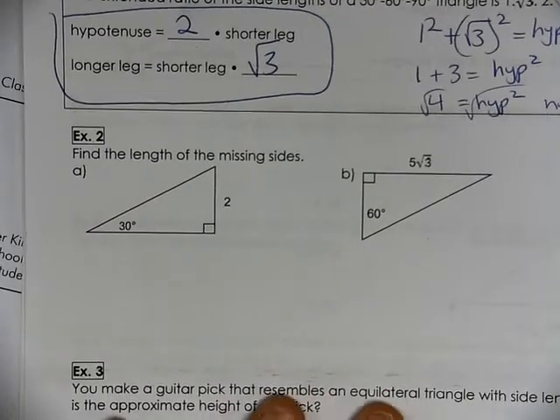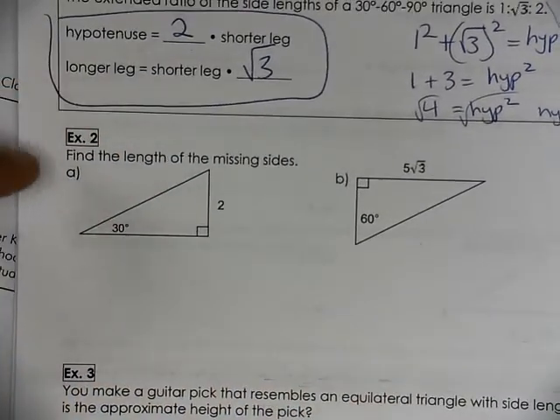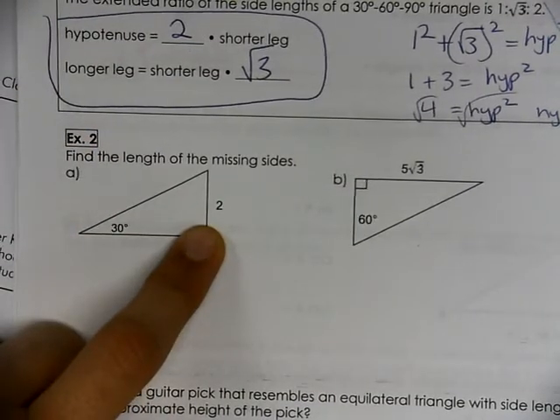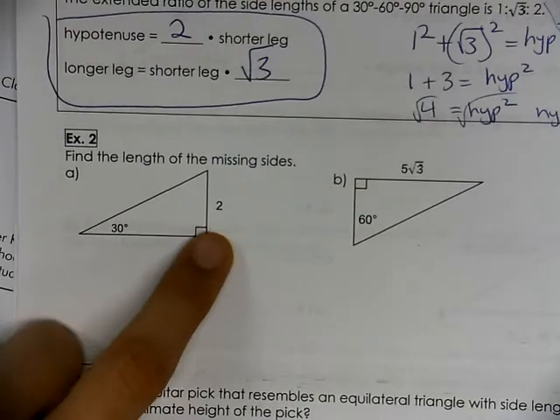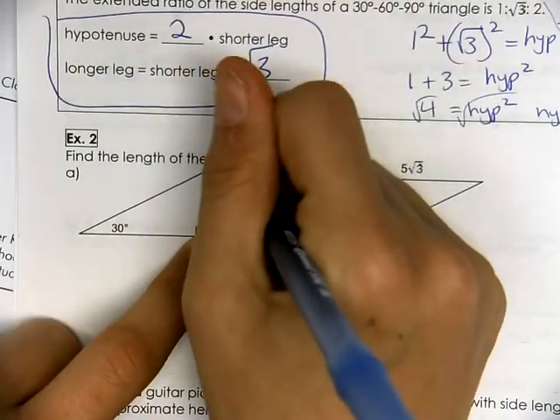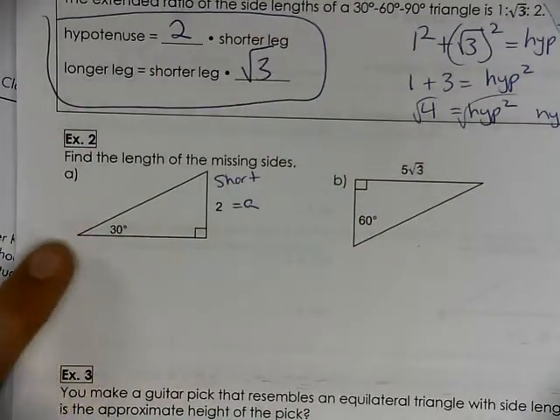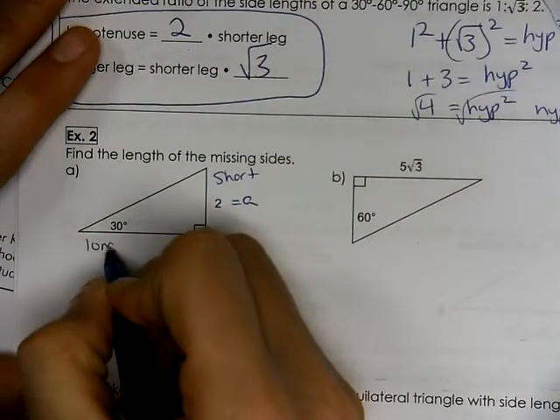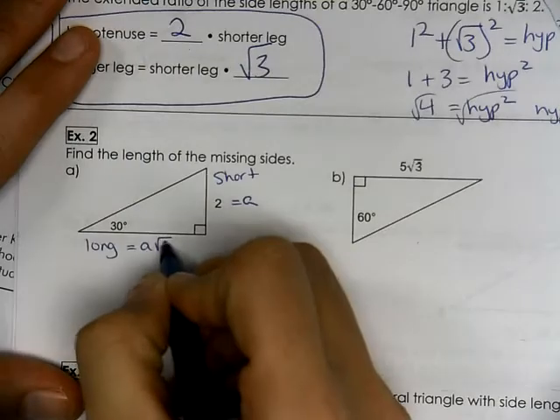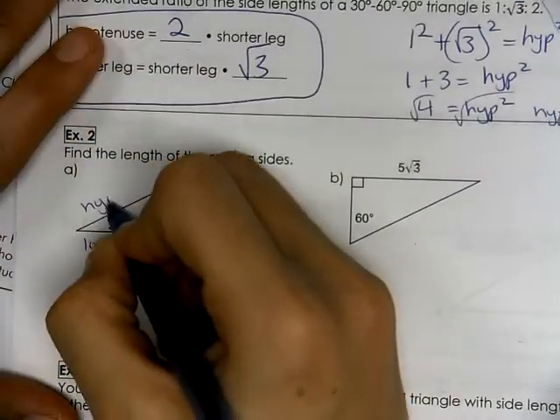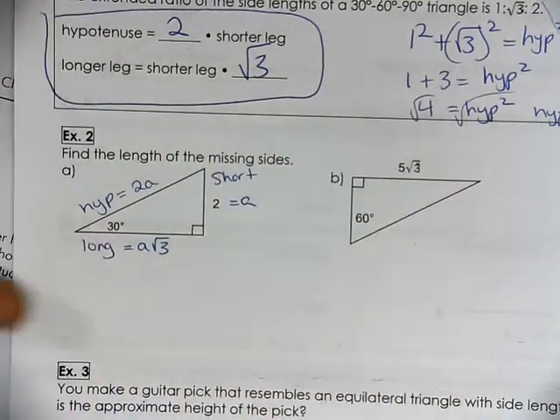So let's look at example 2. For A, do we think 2 is the short leg, the long leg, or the hypotenuse? This is the short leg, so this is A. The leg down here is the long leg, so remember that's A square root of 3. And this one here is the hypotenuse, so this is 2A.